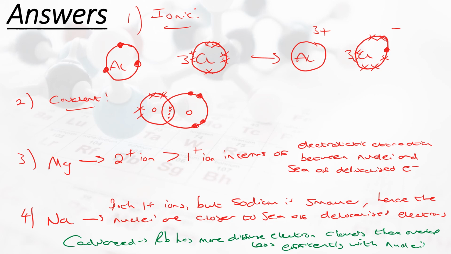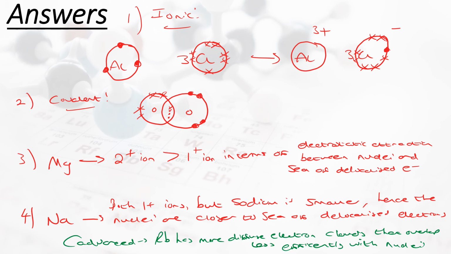Question 4 was then which has the higher metallic bonding strength, sodium or rubidium. Now sodium and rubidium are both in group 1, so they're both +1 ions, so it's not the charge that we're looking at here, but actually the size of the ions. Sodium is a smaller ion because it's only in period 3, as opposed to rubidium, which is in period 5, a much bigger ion. And so the sodium actually has the higher metallic bonding strength because the ionic radius is smaller, and so our nuclei are closer to the sea of delocalized electrons. And when we think about electrostatic attraction, the closer things get, the stronger that attraction is.